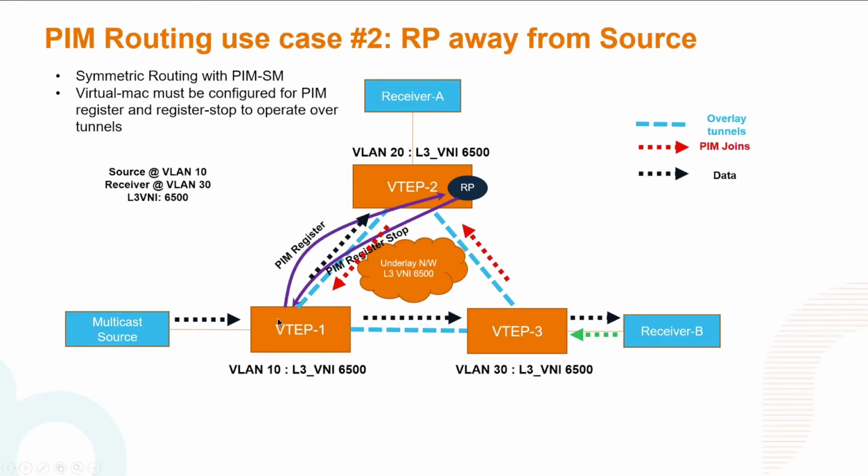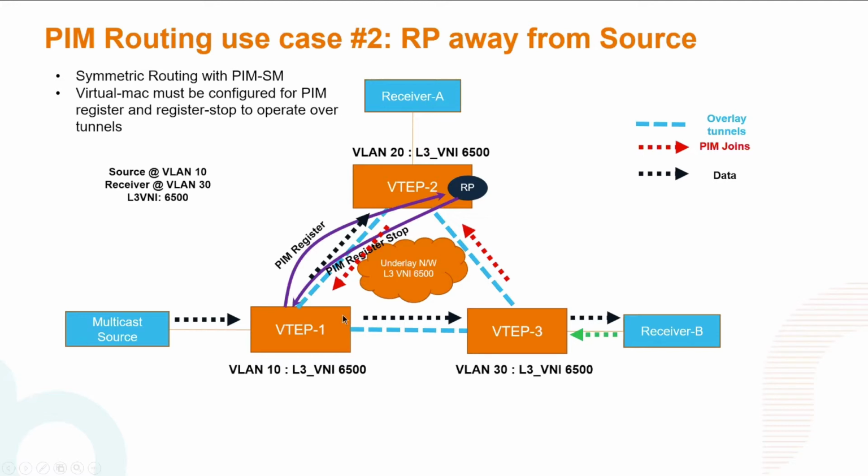So basically, the register will go in this way, and it will come back so that the VTEP2, which is the RP, is aware of the stream. Then subsequently, when the receiver tries to join the stream, it will send an IGMP membership report, and the PIM join will then go to VTEP2. VTEP2 will then send a join towards VTEP1.